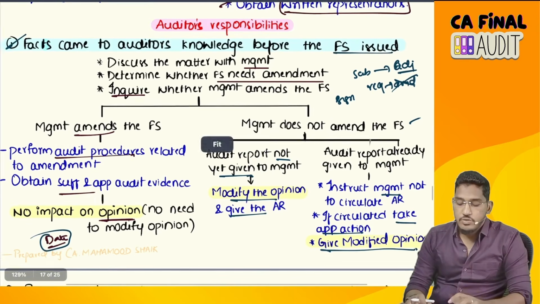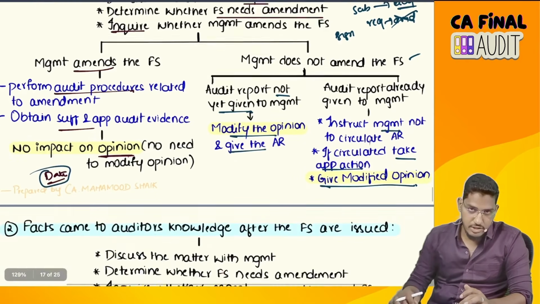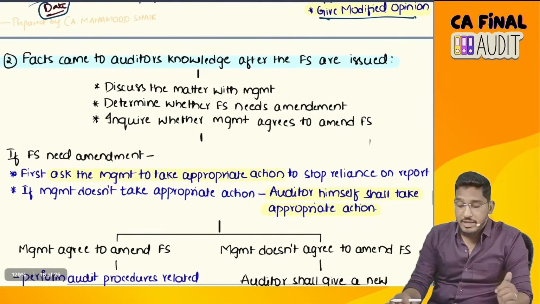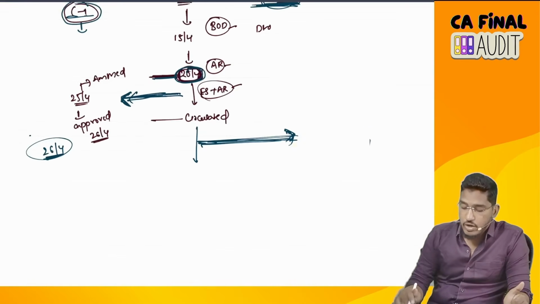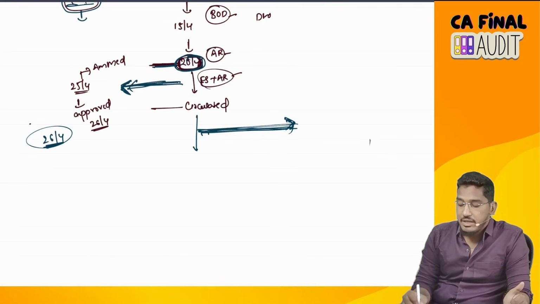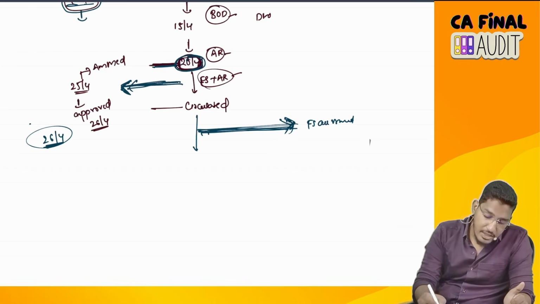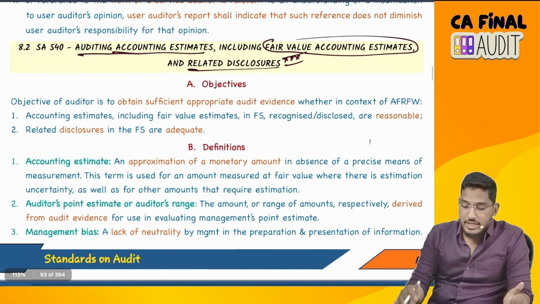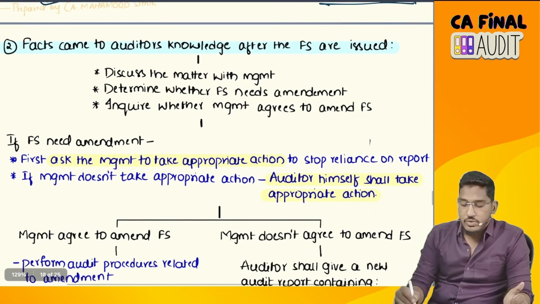So this is what your responsibilities are in case you got to know about a subsequent event before the financial statements are issued. Now comes a more problematic scenario. What will be your responsibilities in case you got to know about a subsequent event, but by the time you got to know about it, the financial statements are already issued? Then what are you supposed to do? In case I got to know about a subsequent event after the financial statements are issued, then also the same things.